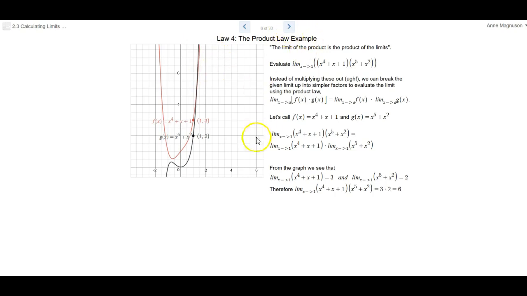And if you look at the individual limits, you see as x approaches 1 for g of x, the limit is 2. As x approaches 1 for f of x, the limit is 3. Therefore, the limit of the product is just the product of those two limits, or 6. And we can verify that by actually graphing the product function. So it's this dashed graph. I can see that as x approaches 1 on the product function, the limit is 6. And you can look at it numerically too.